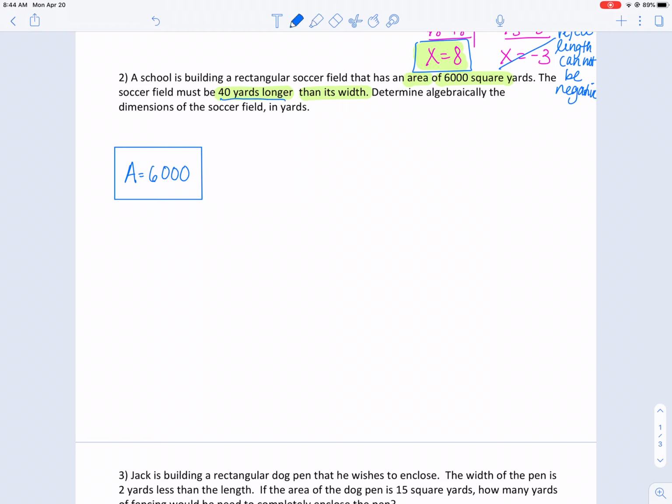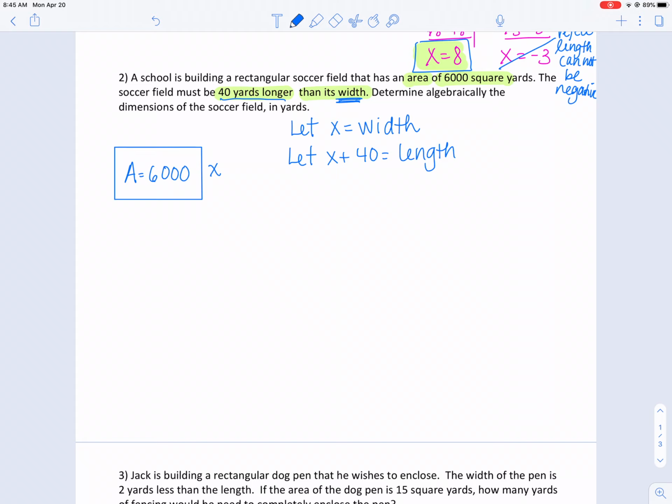40 yards longer means the length has to be 40 yards longer than the width. So which one do you know nothing about? The width. Let's immediately let x equal our width. We don't know anything about the width. What do we know? We do know that the length has to be 40 yards longer. x plus 40 is our length. Determine algebraically the dimensions of the soccer field.